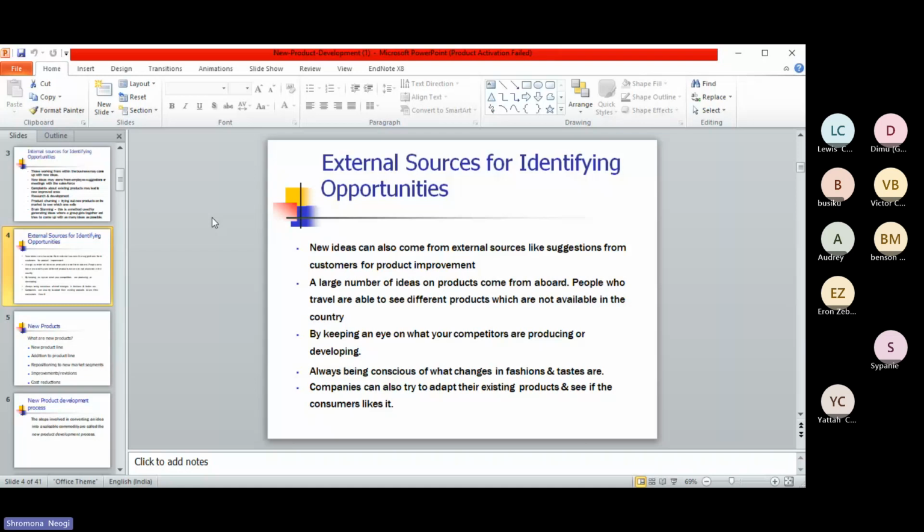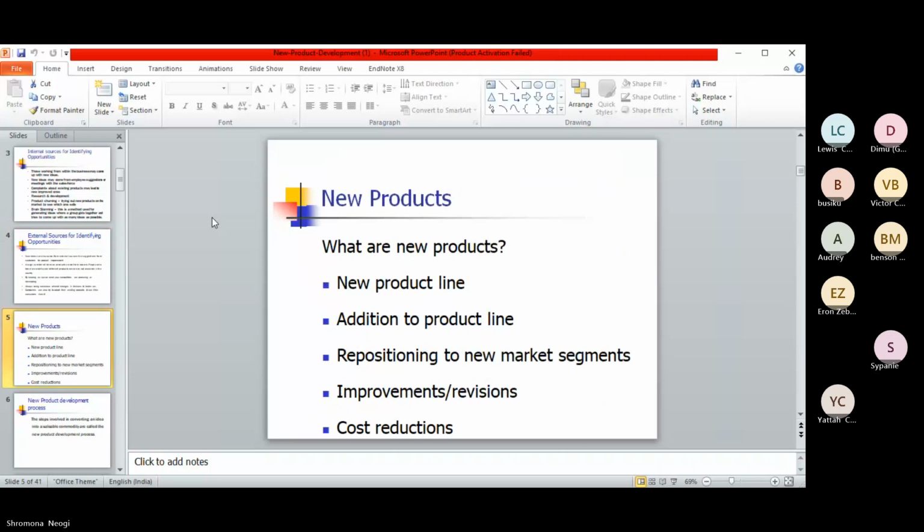That also works. Now, what will actually work for your organization, for your product, for your target market, you have to find it. You have to see your competitors, you have to see the market, what is happening, what is not. Eventually, you will have to build upon it. That is how, internally and externally, you first identify the opportunity, then probably we can go on to building new products. Coming here, what are new products? How can new products be like?